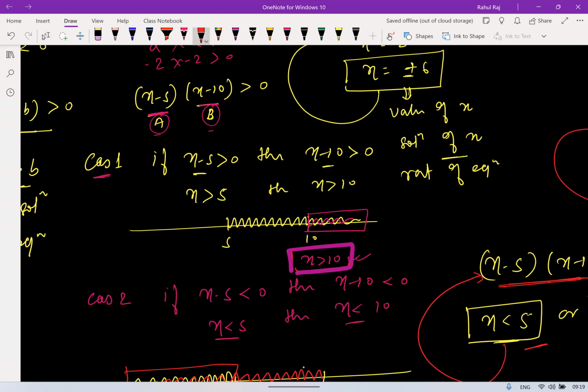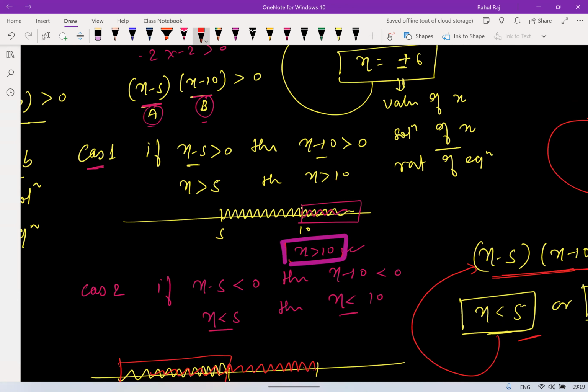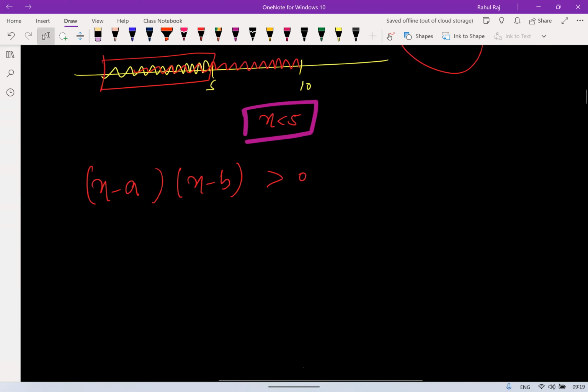This is how we have come down to a derivation that x could be less than 5 or x could be greater than 10. So if I'm telling you (x minus a) into (x minus b) greater than 0, what does this mean? This simply means x is either less than a or x is greater than b. Simple logic, where a is a smaller element. I'll just explain you in detail. a is a smaller element, b is a bigger one.